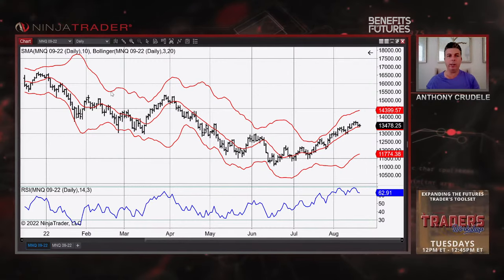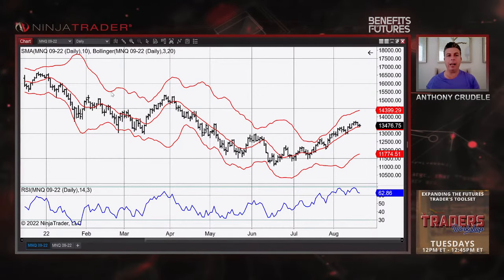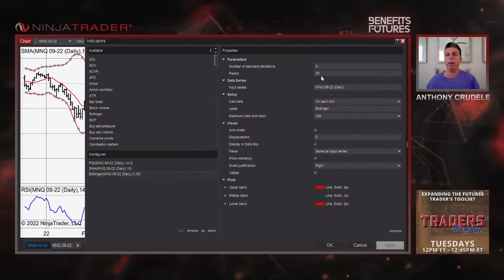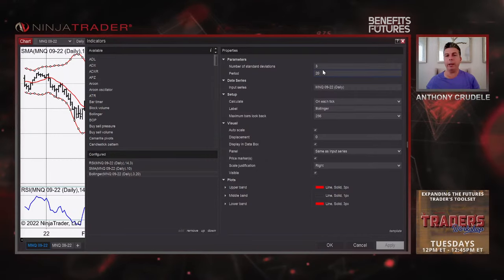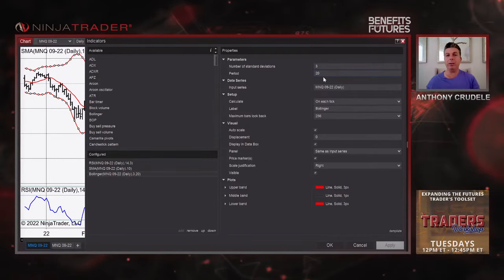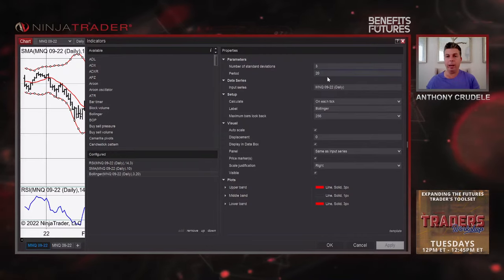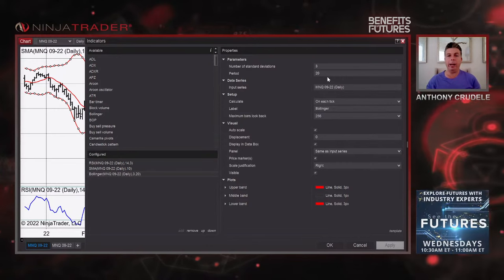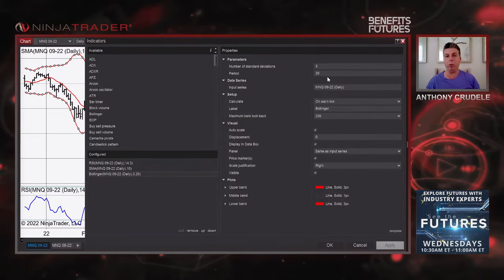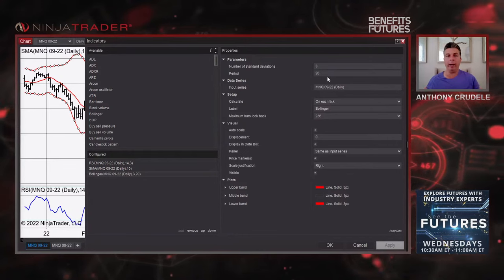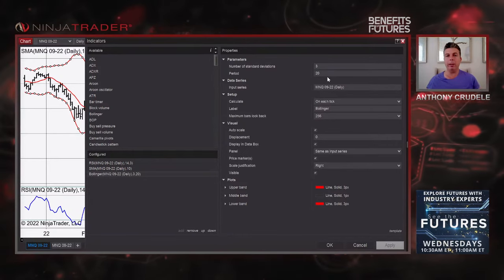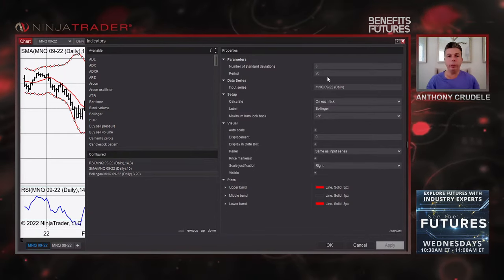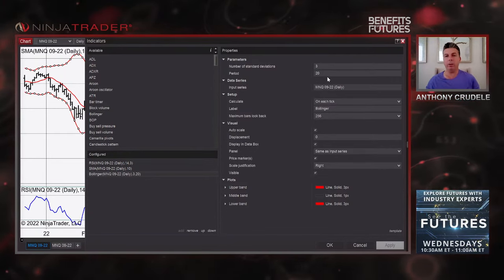Let's go over the settings real quick because I think it's important that everybody knows exactly what I'm saying. When you look at the Bollinger Bands, I have a 20 period, 3 standard deviation Bollinger Band. This is not the standard setting. I change this setting because when you're trading equity indexes like the S&P or the NASDAQ or the Russell, I like a wider deviation because they're very volatile. If I'm looking at the 10 year, I might go to 20 period 2 standard deviation because it's not as volatile as the market.